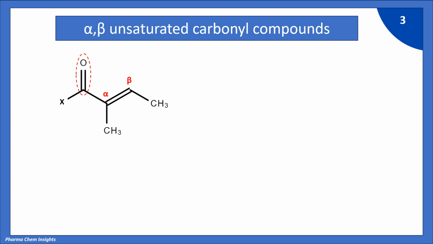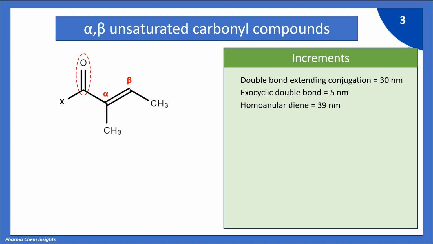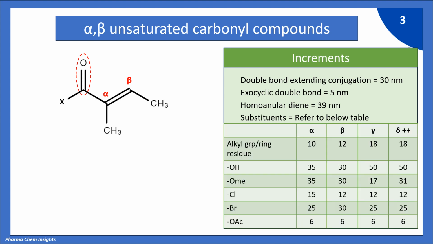Let's understand the increments in the alpha beta unsaturated carbonyl base values. Here are the incremental values. For double bond extending conjugation, we have 30 nanometer. For exocyclic double bond, we have increment of 5 nanometer, whereas for homoannular diene, we have increment of 39 nanometer. If there are any substituents present, then the increment depends on what is the nature of that substituent and what is the position. So here are certain values. You have to remember these values.